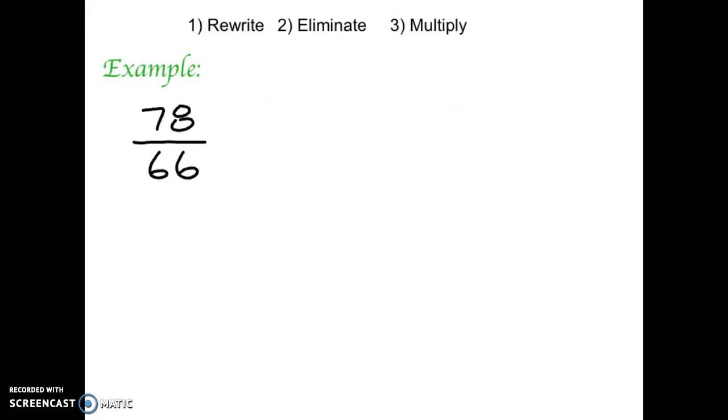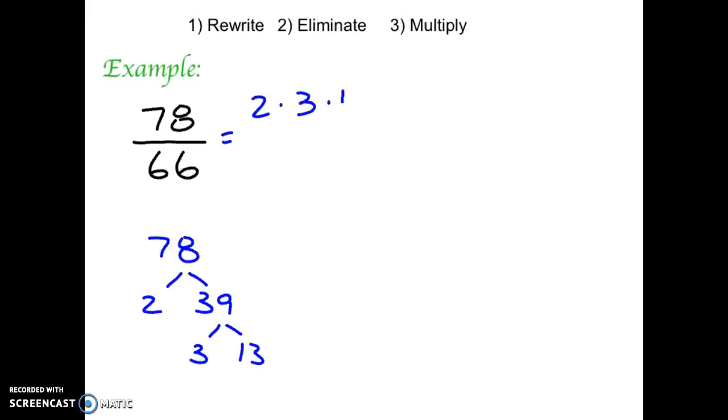One more example, 78 over 66. All right, we haven't done any of these, so let's start from scratch. 78, it's even, so that's 2 times 39. 39 can be broken down to 3 times 13. All that's prime, so we got 2 times 3 times 13 for the 78.